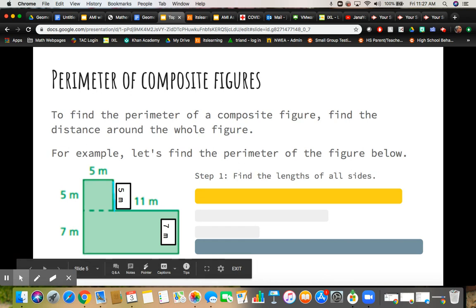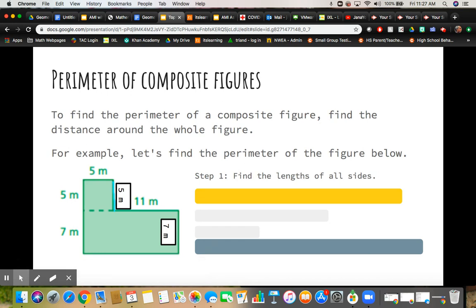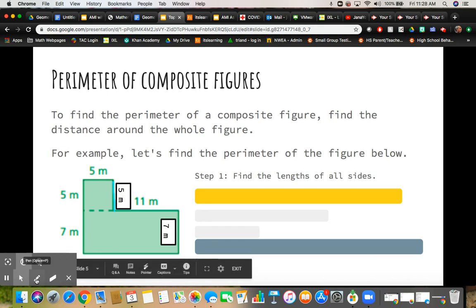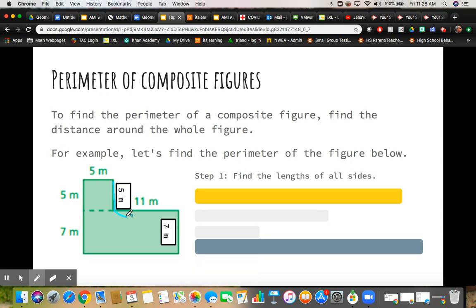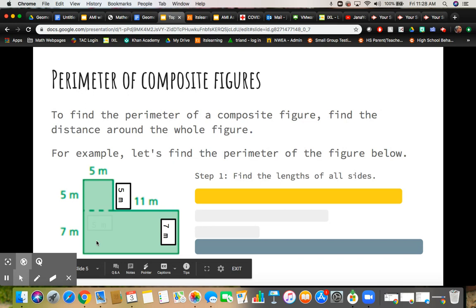And now I need to figure out what this side down here is. I don't have an exact measurement at the moment, but I can figure it out based off of what my figure is giving me. In my figure, I am told that this portion of the top of the rectangle is 11 meters, but I don't know what this portion is. But I could figure out what that portion is because this is a square, and we know that a square has nothing but 4 congruent sides. So that means that this here is also 5 meters.